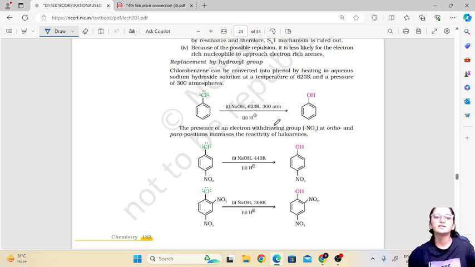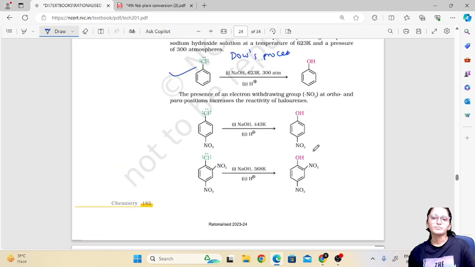So let us start with the reactions now. Replacement by hydroxyl group. When we have this compound, called chlorobenzene, and treat it with sodium hydroxide at 623 Kelvin and 300 atmospheric pressure, followed by an acid, we get phenol. This is the famous reaction called the Dow process to prepare phenol from chlorobenzene, which is a very important reaction. Just remember the conditions for it.